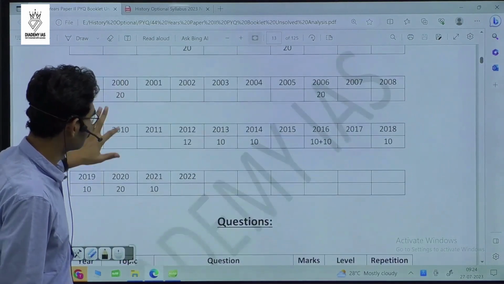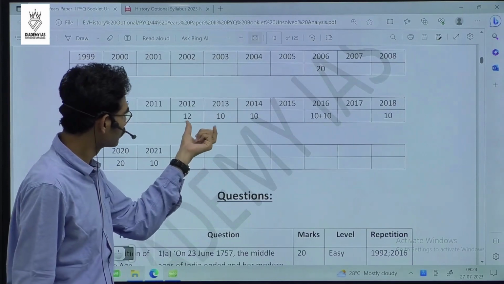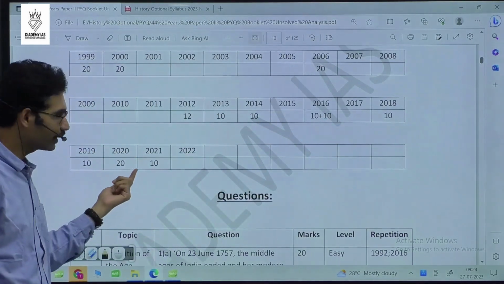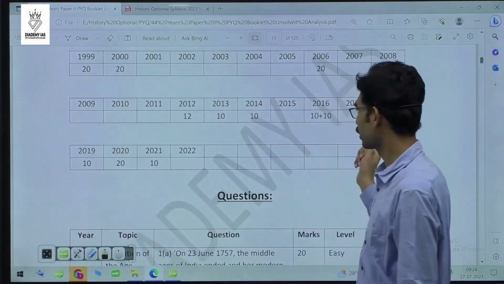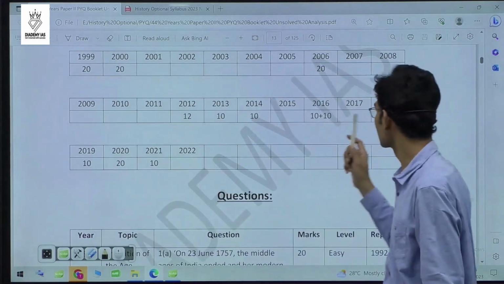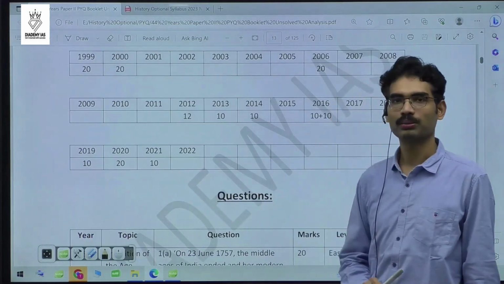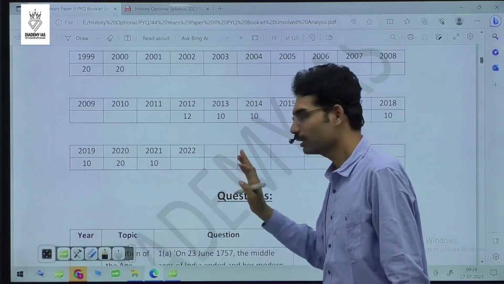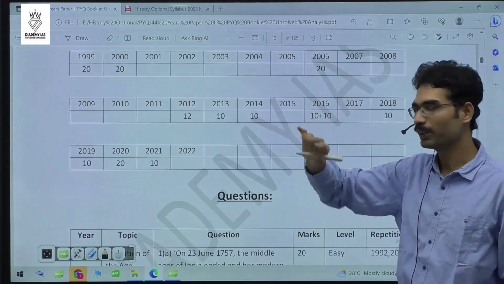Now you can see this. Since 2012 onwards, you see 12, 10, 10, 10 plus 10, 10, 10, 20, 10. So minimum 10 marks are coming every year almost regularly. If you see 21, 10, 20 marks, 10 marks, 10 marks. So in 2022, possibility. Here, no question. In 2023, possibility is there. So this is how this particular table gives you a complete idea.